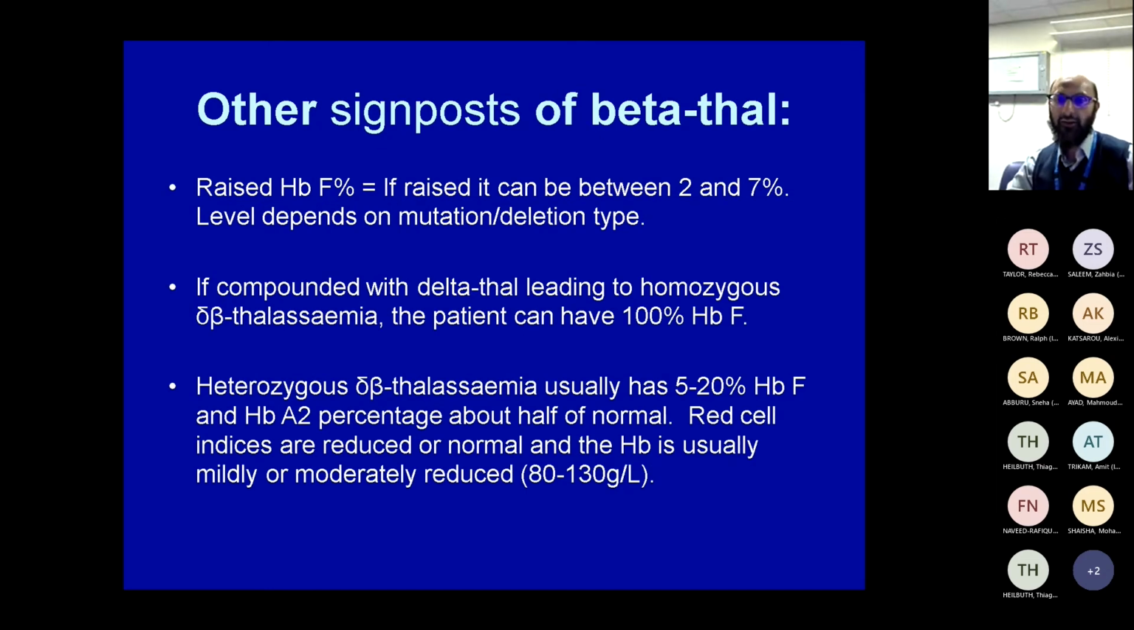And other laboratory indicators of beta thalassemia. In some of those situations we've talked about, where it may be difficult to identify and diagnose beta thalassemia, there are other indicators which might be helpful. So raised HbF level, and it can vary, but often in the range of about 5% in patients with heterozygous beta thalassemia.